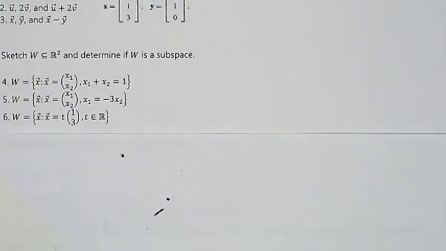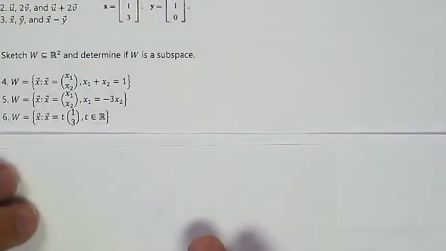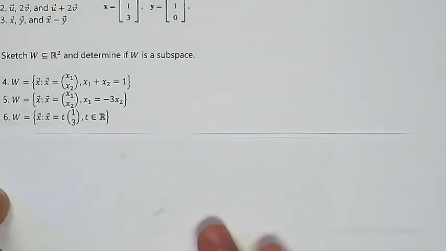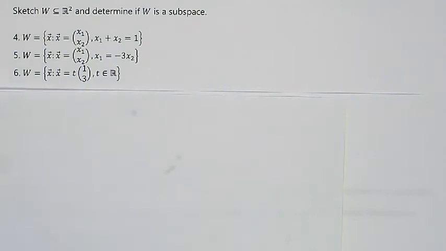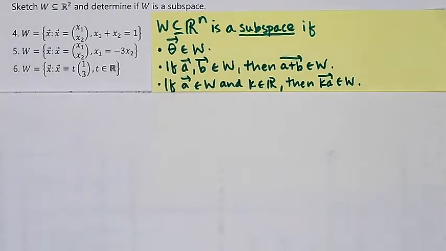Sketch W, which is a subset of R2, and determine if it is a subspace of R2. To determine if it's a subspace, it's going to have to meet all 3 of the requirements, but to determine if it's not a subspace, we're going to just disprove one of the requirements. So it might be a good idea for me to go over here to the side and remind you of the definition of a subspace. Remember that it needs to contain the 0 vector, be closed under addition, and closed under scalar multiplication.